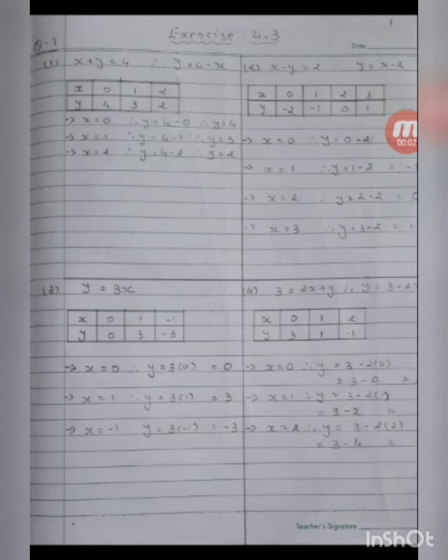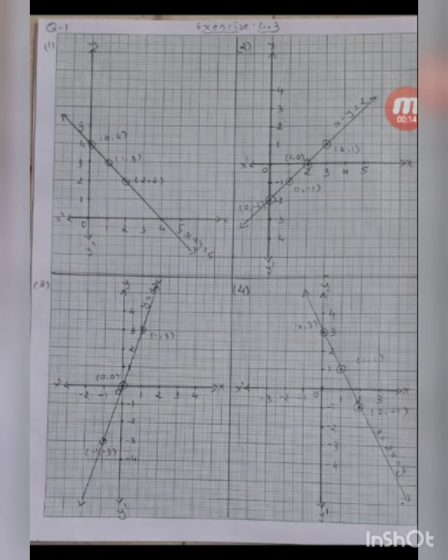Third equation, y is equal to 3x. Here x is equal to 0, so y is equal to 0. x is equal to 1, then y is equal to 3. x is equal to minus 1, then y is equal to minus 3. Now how can we draw the graph? You can see here, we have to take positive and negative numbers on both axes. We write 1, 2, 3, 4 on the x axis, 1, 2, 3, 4 on the y axis, minus 1, minus 2 on Ox dash, and minus 1, minus 2, minus 3, minus 4 on Oy dash. Now plot the points (0, 0), (1, 3) and (minus 1, minus 3), and draw a straight line. This straight line is y is equal to 3x.